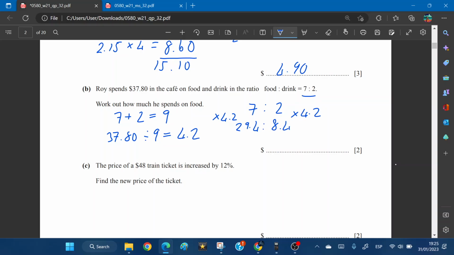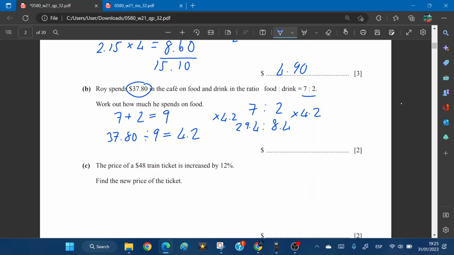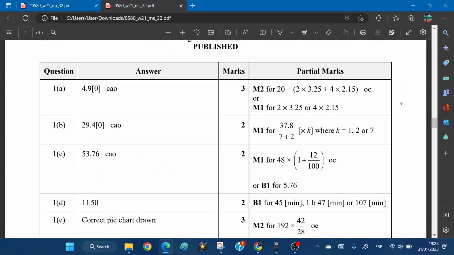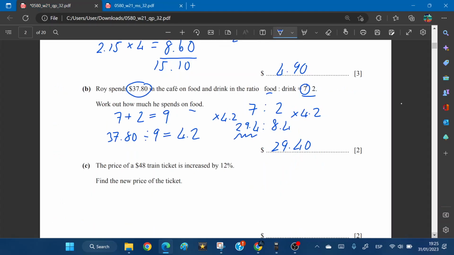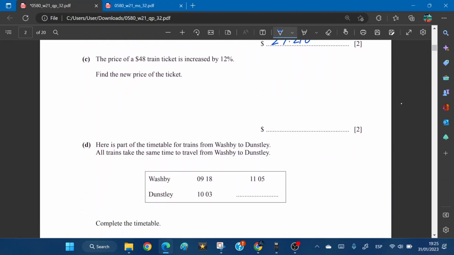Okay, we know this is correct because if we add it together, 29.4 plus 8.4, we get 37.8, which is what he spends. Okay, so that makes sense. The question is, how much did he spend on food? Food being the first ratio there, which is the one that goes on the 7. That will be 29.40. Okay, got it right again. Don't have to put the 0, but put it because it's money. It looks nice.